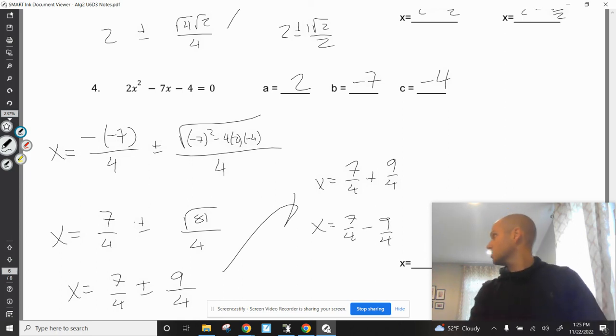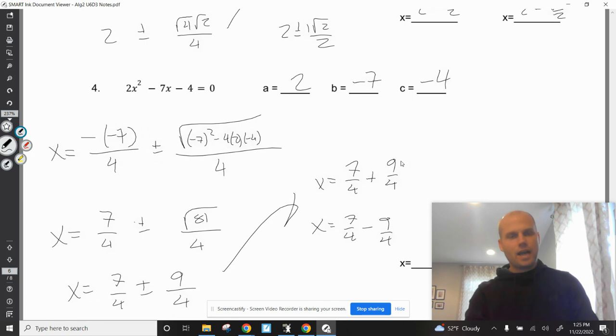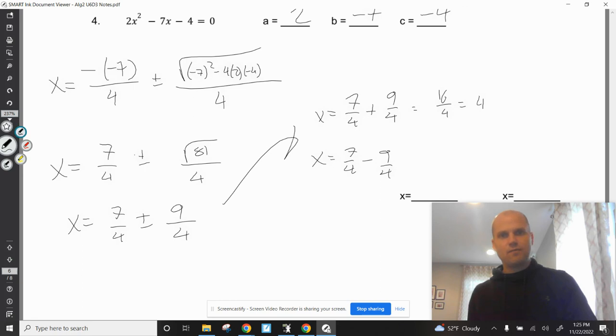Since this doesn't have a square root, we can figure that out. Use your calculator, it's fine. 7/4 plus 9/4, with a common denominator, is going to be 16/4, which is 4. And then 7/4 minus 9/4 is negative 2/4, which is negative a half. So that's how I get those two answers.